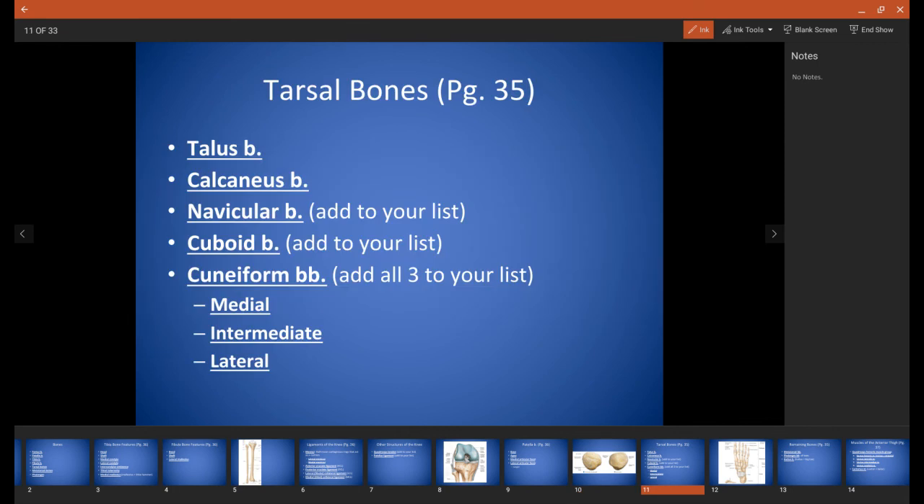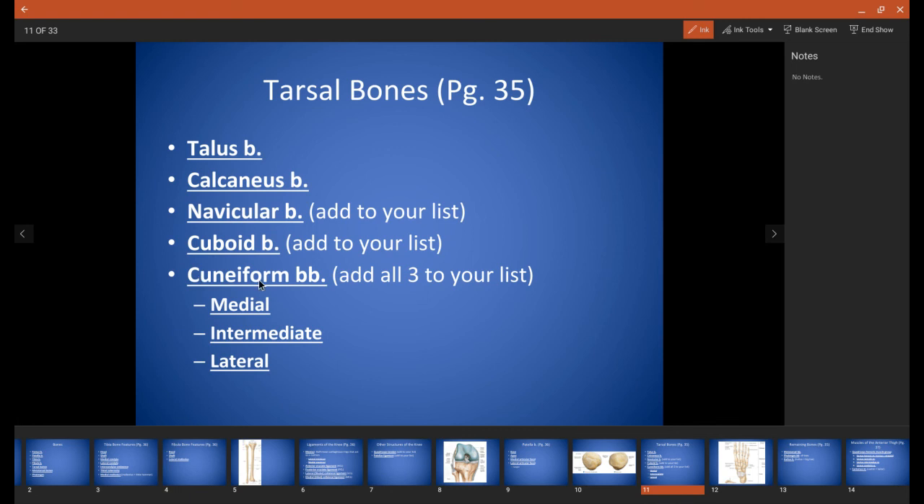Working on the tarsal bones, talus is going to be a bone that has a really smooth part as it articulates with a tibia, and it's going to slide back and forth. Calcaneus is going to be the heel bone, one of the larger ones here. Navicular is going to be just distal to talus, and it gets its name because it looks like a little boat, and we'll see what these bones look like in just a moment. Cuboid, you could probably figure out what that looks like. It's in the shape of a cube. And then we have our three cuneiform bones.